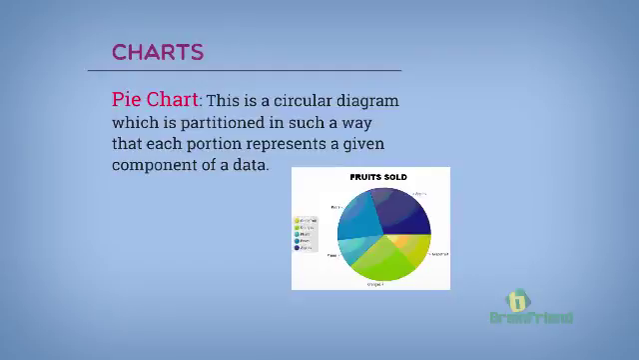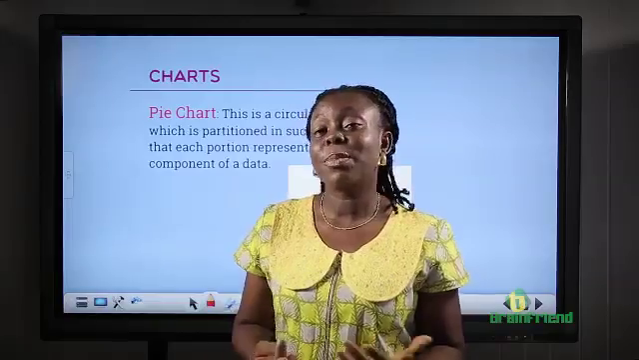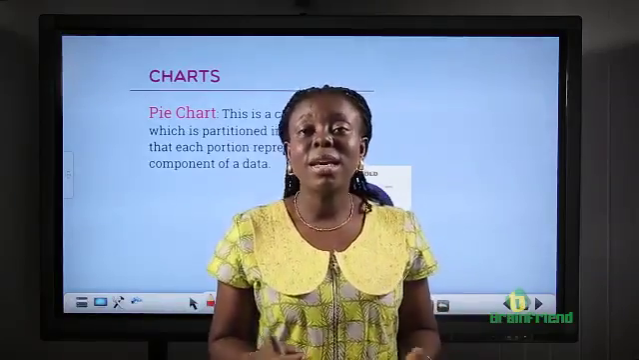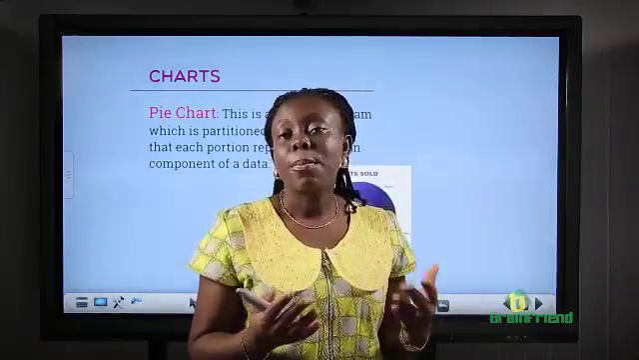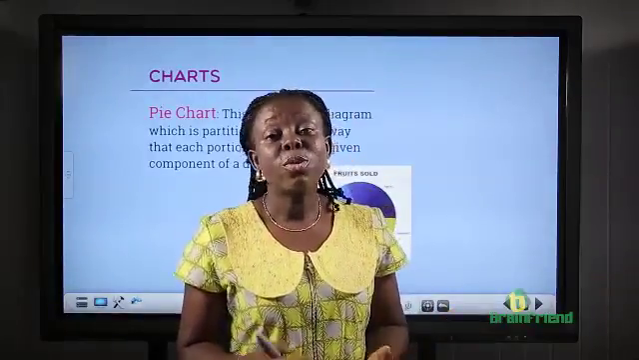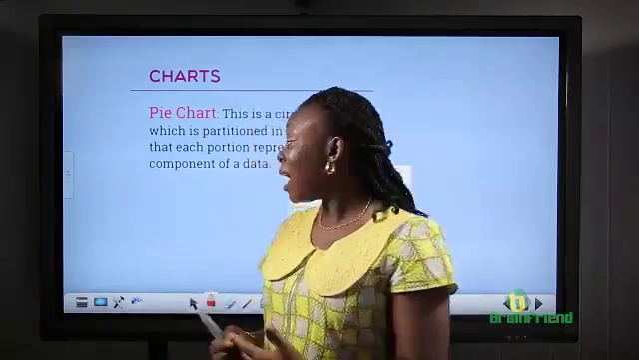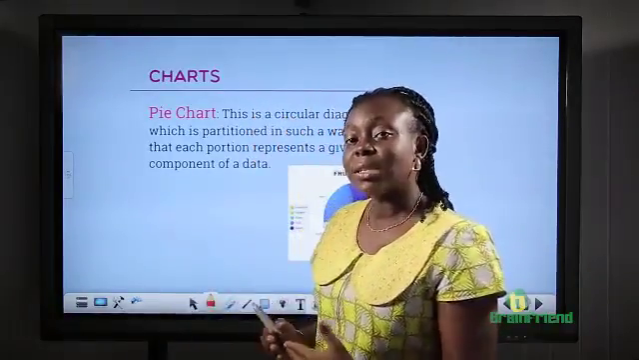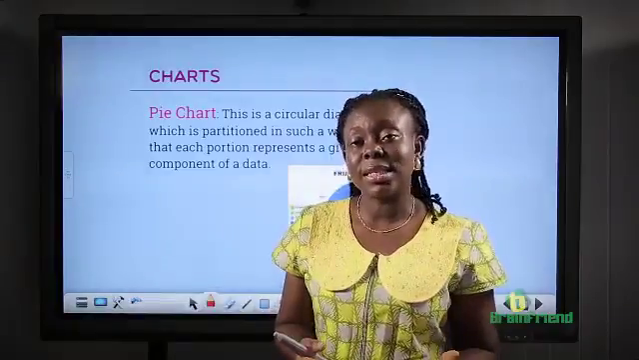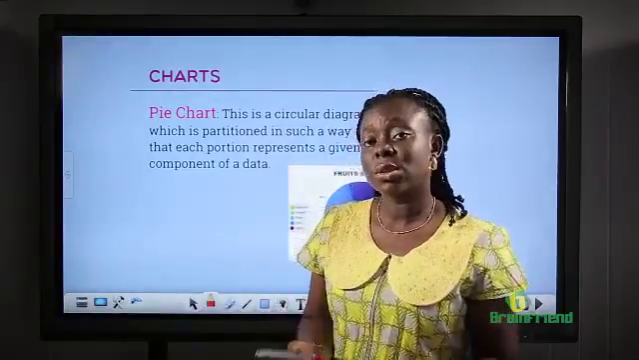Another chart we'll be looking at is the pie chart. It is a circular statistical diagram that is partitioned or sectored into different parts, each part representing a component of a data. Like the case we have on the board, this is a pie chart representing the quantity or amount of fruits sold.